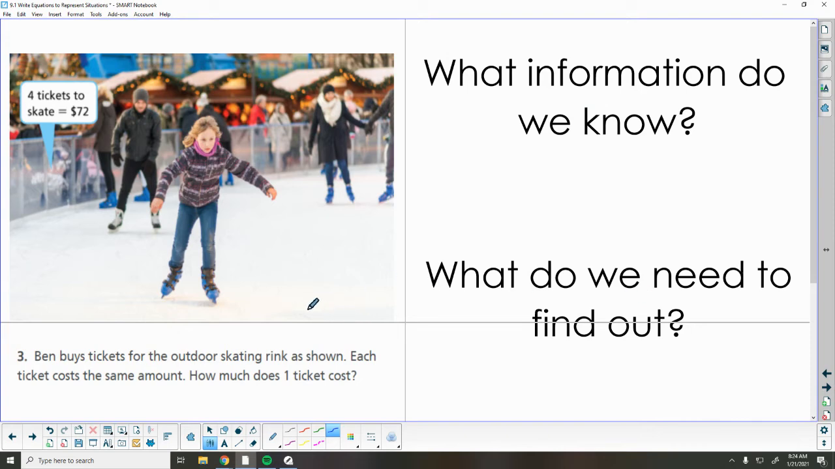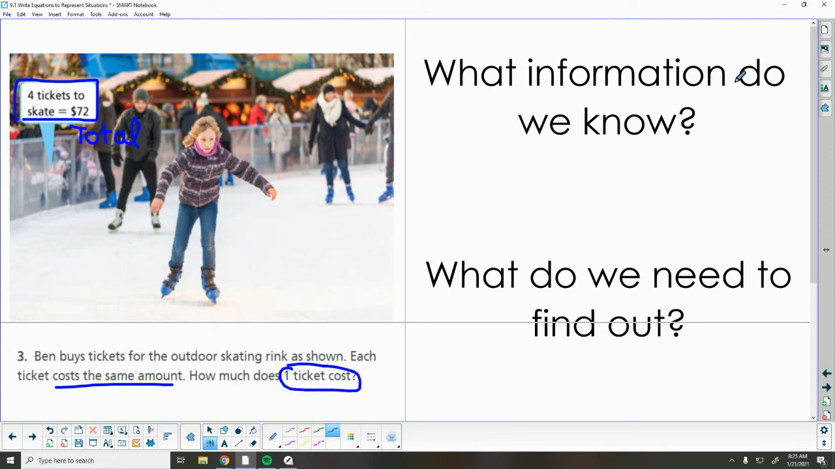Hey, task 3 tells us that Ben is buying tickets for the outdoor skating rink as shown here. So here is what Ben has done. He bought 4 tickets and the total was $72. So 4 tickets were $72, not $72 for each ticket. That would be pretty crazy. So each ticket costs the same amount. So no matter who is skating, they had to pay the same amount. And we want to know how much one ticket costs.